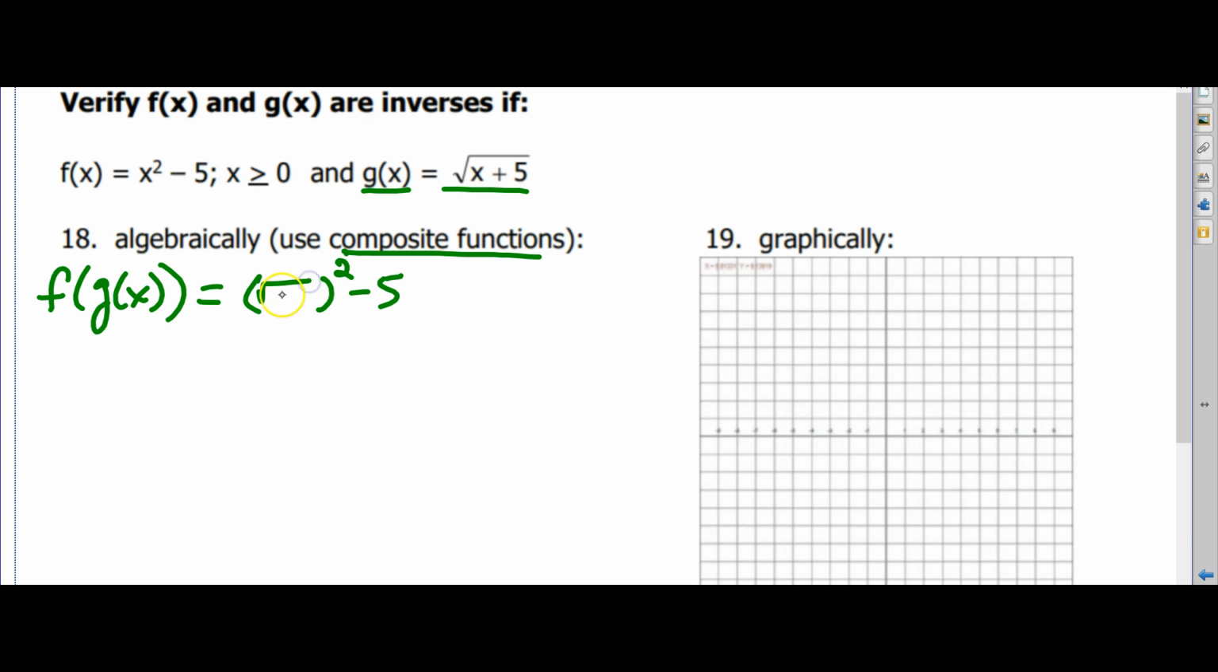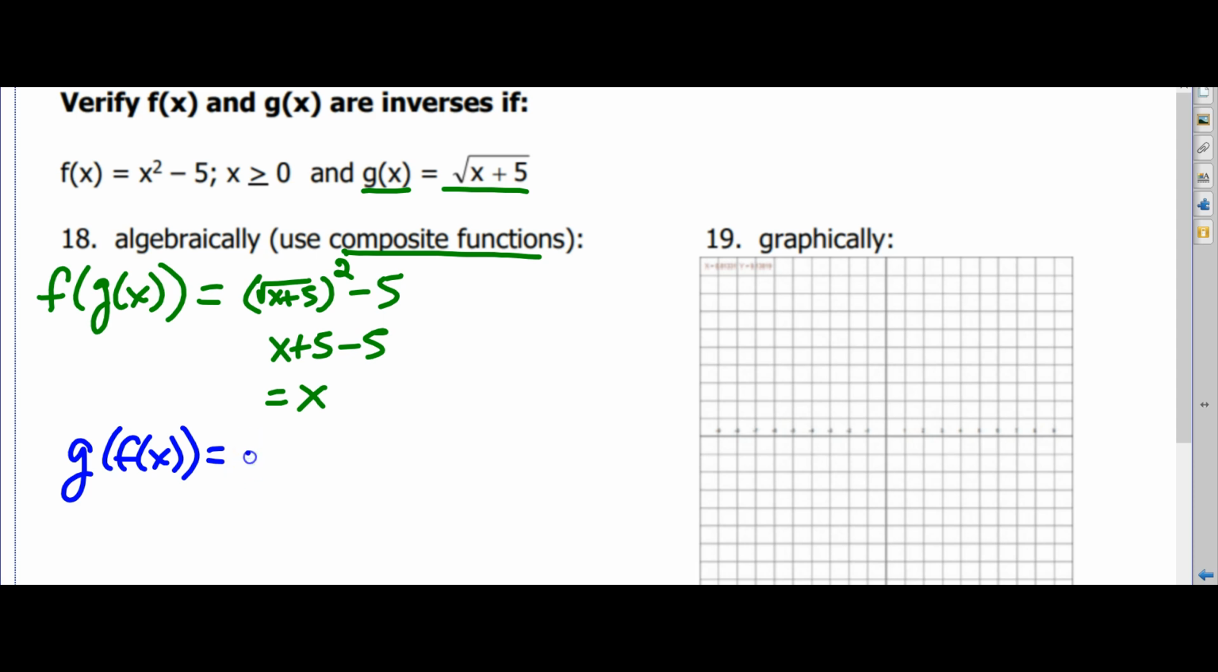So the square root of x plus 5 right here. The square root and the square will cancel each other out, and I get x plus 5 minus 5. 5 minus 5 is 0, so I get x. So since the f of g of x is equal to x, I know that f and g are inverses to one another. You could have also written this out as the g of f of x, and it should also give you x as an answer if they're inverses to one another.